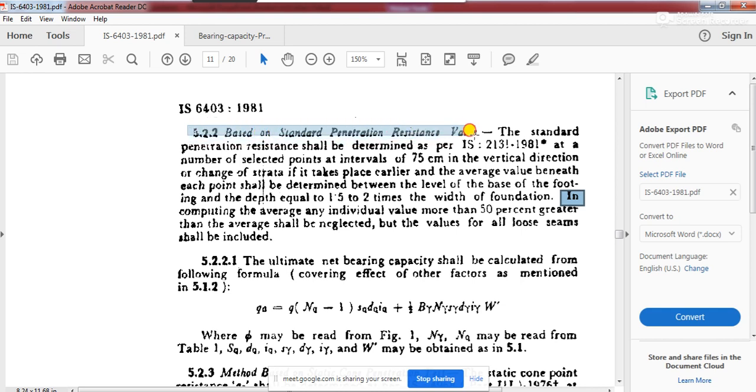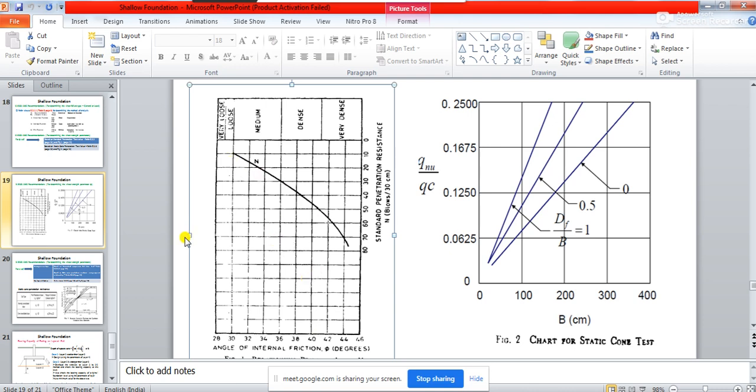This point you should remember, and the reason I am insisting on it: do not use the standard penetration resistance value to find out the angle of internal friction if the soil is not a purely sandy soil. If the soil possesses some kind of cohesion, please do not use this chart. This is valid for a purely sandy soil. If the soil is a C-phi kind of soil, please do not use this chart.